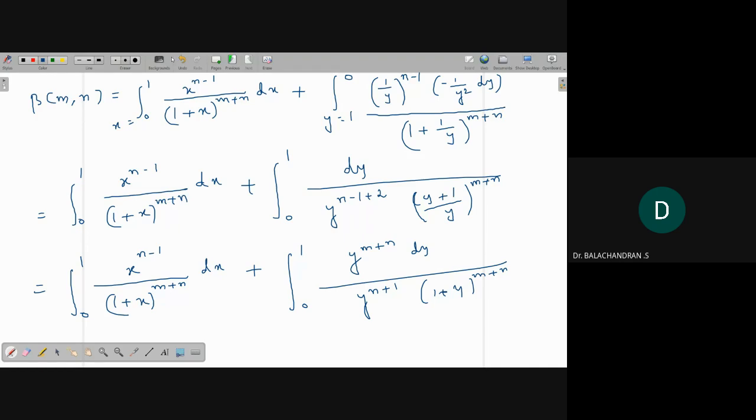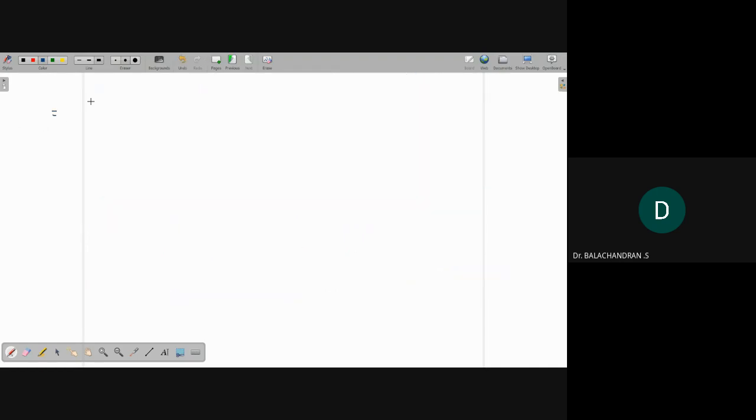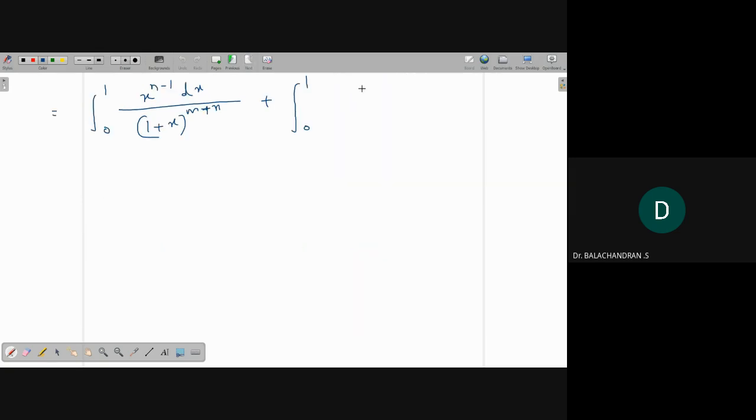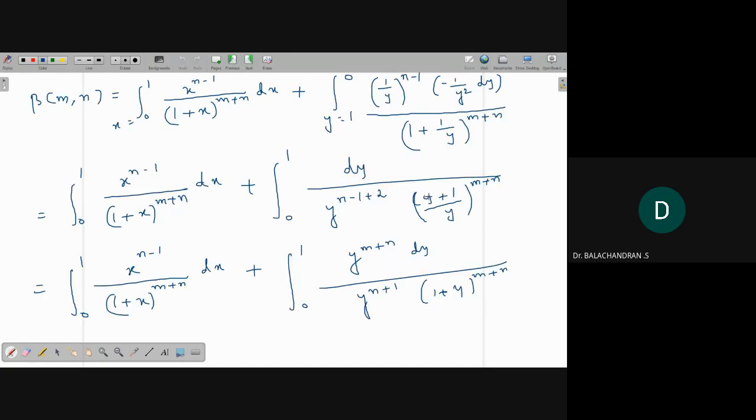I will write it on the next page. The integral from 0 to 1 of x^(n-1) dx divided by (1 plus x) whole power m plus n, plus the integral from 0 to 1 of y^(m-1) dy divided by (1 plus y) whole power m plus n.